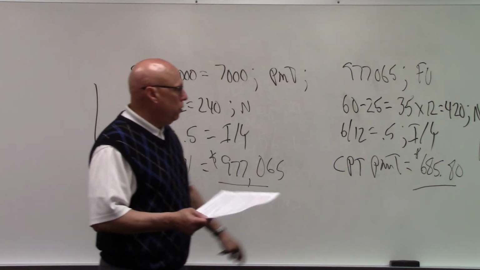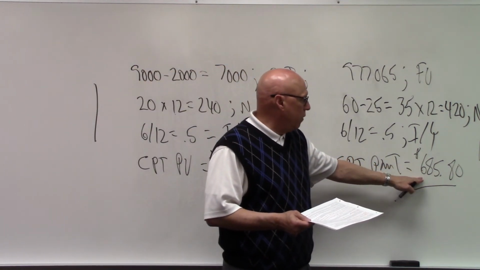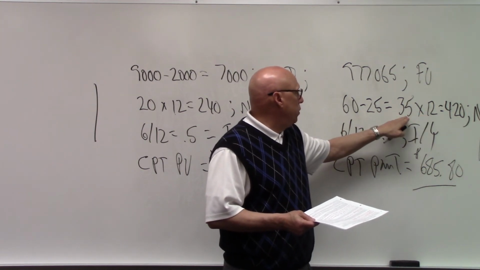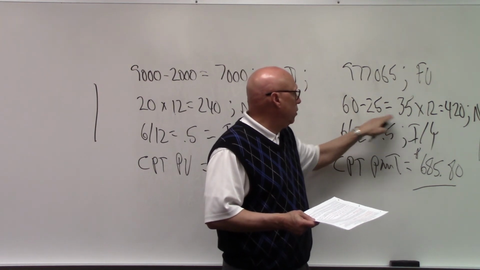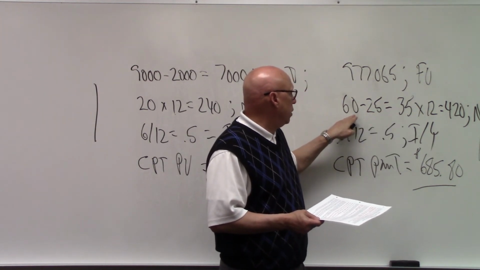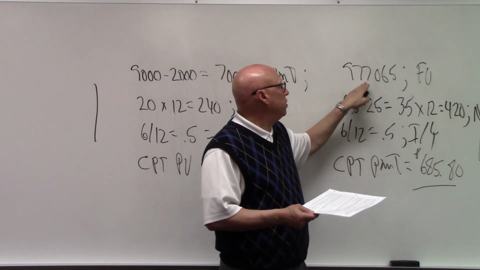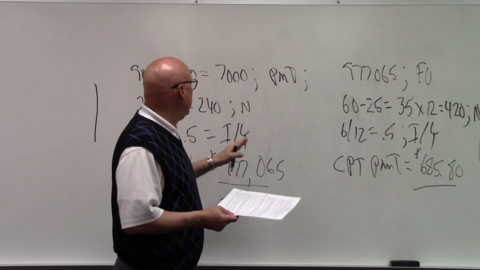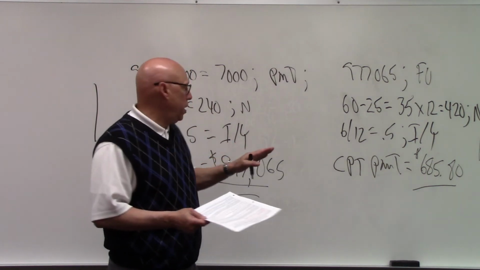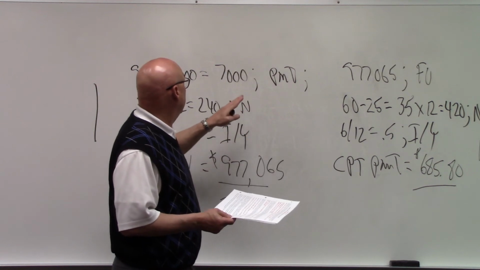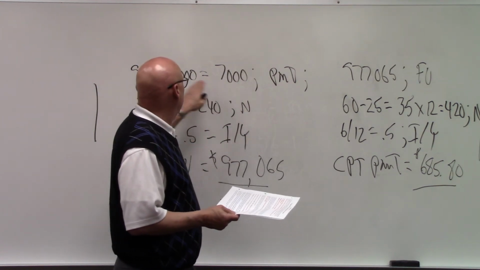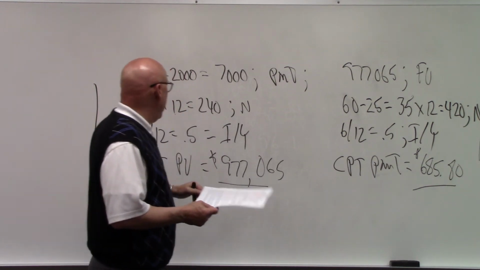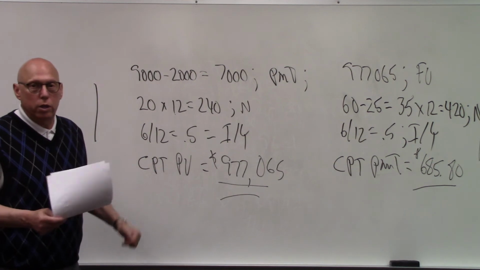So, if you save $685.80 each month for 35 years, starting at age 25, when you turn 60, okay, you'll have $977,065 in an account. You continue to leave that money in the account and earn 6% annually, and you start drawing $7,000 a month out, plus you get your $2,000 a month Social Security, so you've got $9,000 a month, and that will last you for 20 years.